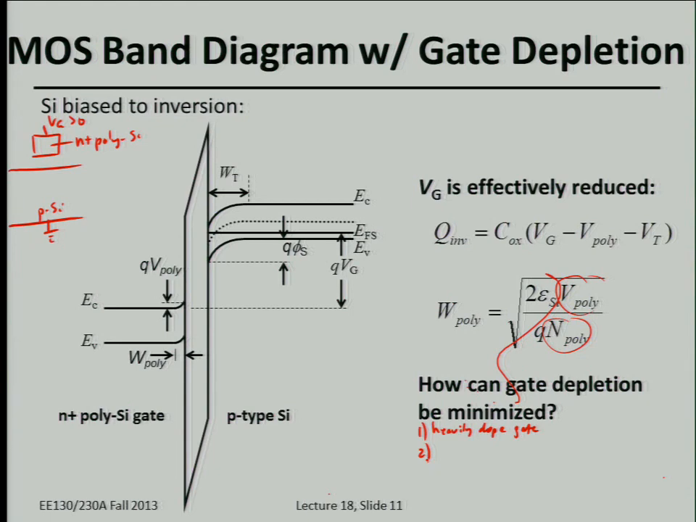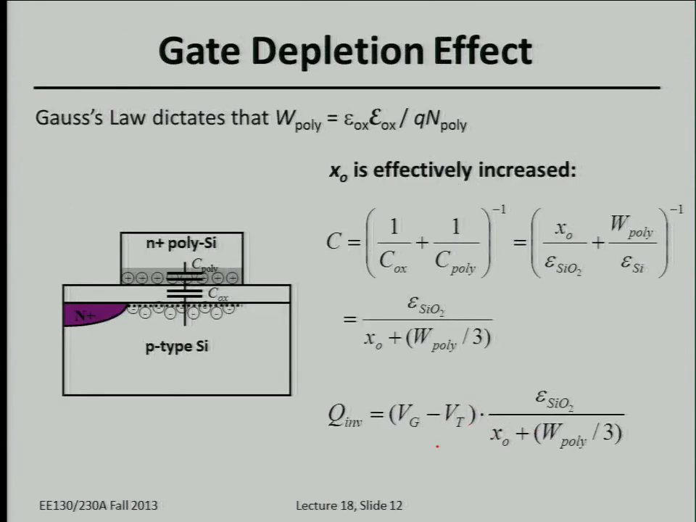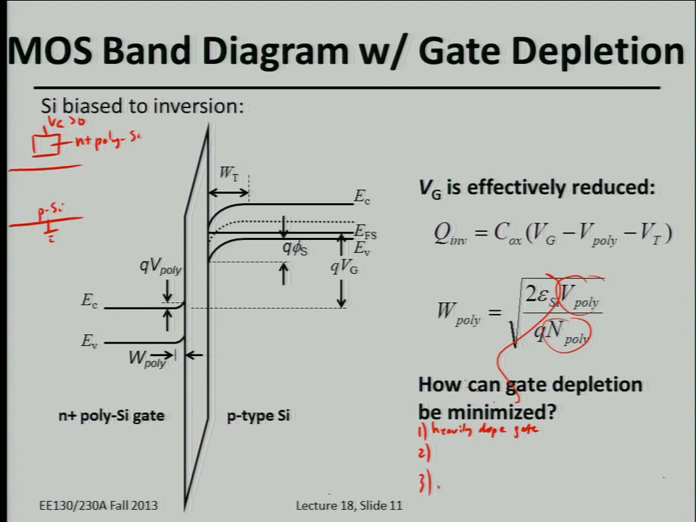Use a metal gate. Okay, very good. Intel was the very first to use a metal gate material, and one reason was to eliminate the polysilicon gate depletion effect.